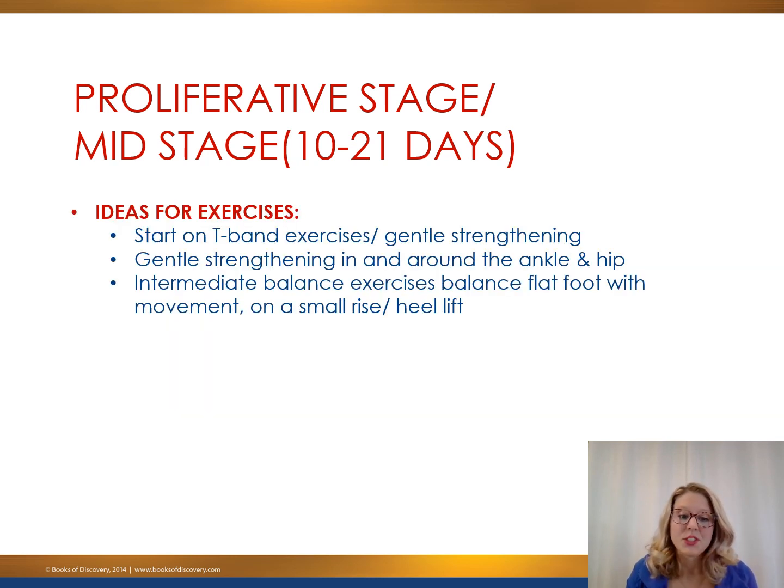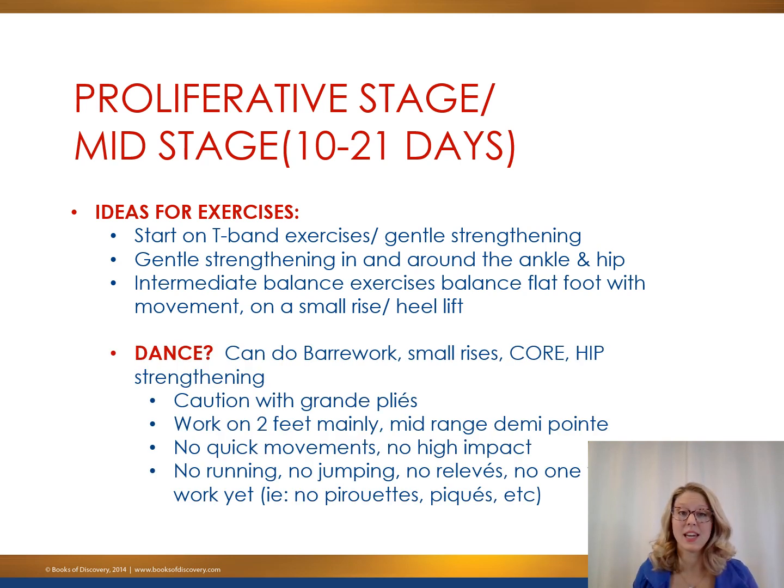Ideas for exercises. This is where we would start on maybe some TheraBand exercises, some gentle strengthening of all of the muscles in and around the ankle. You could start with some baby rises, okay, just to get that calf activated. Adding in intermediate balance exercises, such as balance flat foot, maybe with movement, so moving your other leg. You could do, again, small heel lifts. In dance, they can do bar work. They can do small rises. They can continue with all that core and hip stuff that they started on initially when they had their ankle sprain.